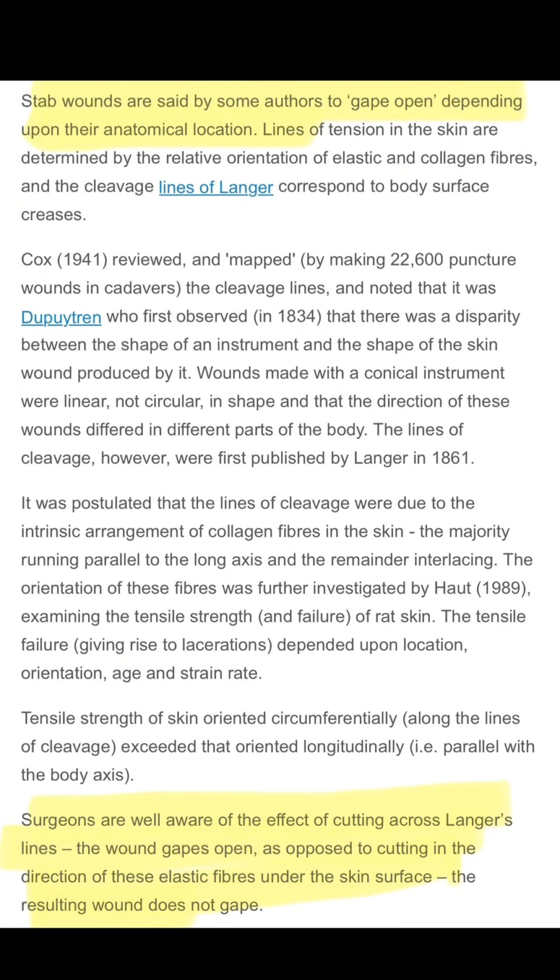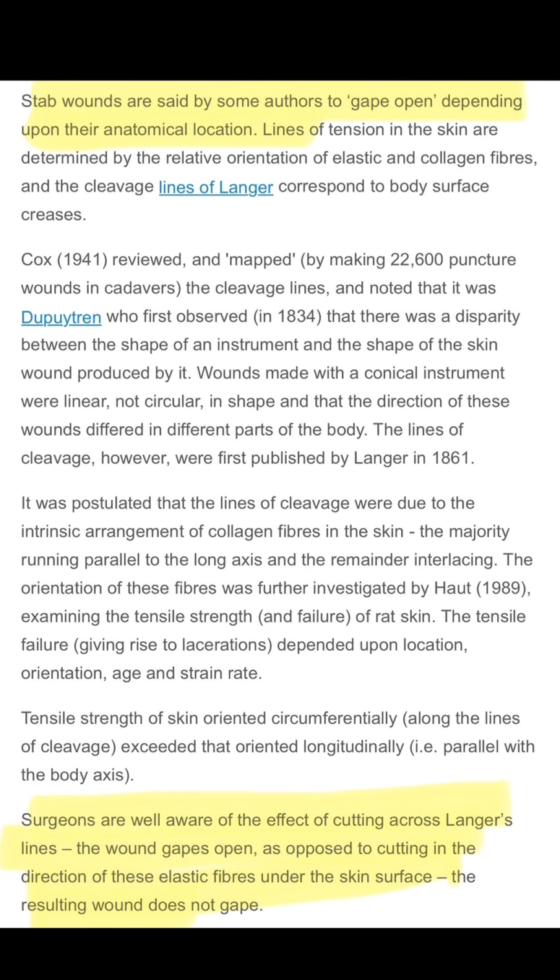So the next section is assessing stab wounds and wound dimensions. It says stab wounds are said by some authors to gape open depending on their anatomical location. Now, we've heard about gaping wounds in the Idaho case. So this goes on to talk about the Langer's lines, and what those are is from Carl Langer. And in 1861, he published his findings about wounds that go along the cleavage lines.